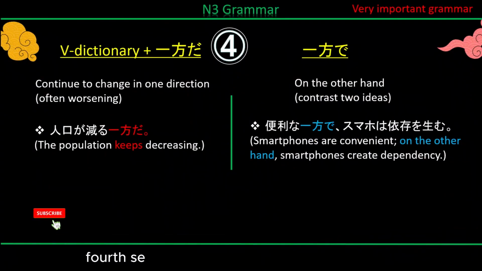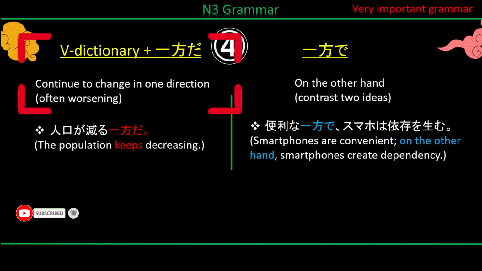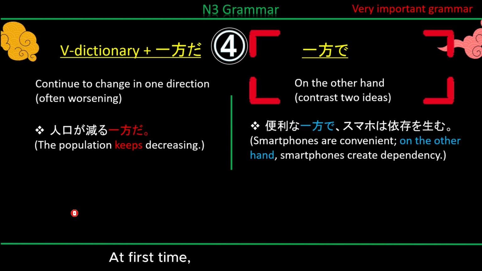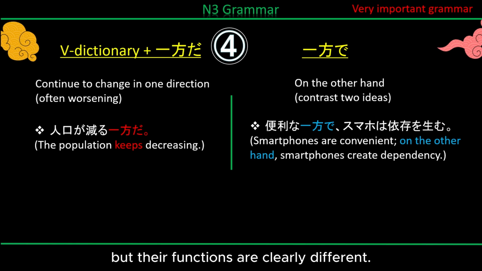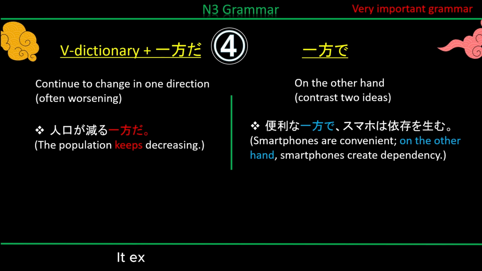Now let's move on to the fourth set of similar looking grammar patterns. Verb dictionary form plus いっぽうだ and いっぽうで. At first, these two look similar, but their functions are clearly different. The first, いっぽうだ, is very similar to what we learned earlier in grammar point 3. It expresses a one directional sense, a situation that continues in one direction, often without stopping. So いっぽうで is used to contrast two ideas or two aspects of the same situation.